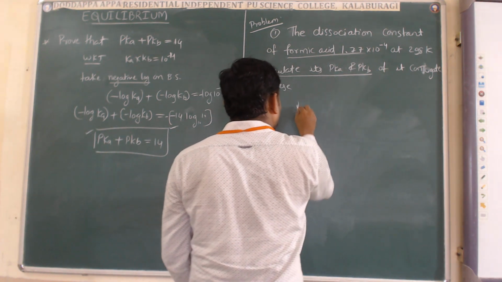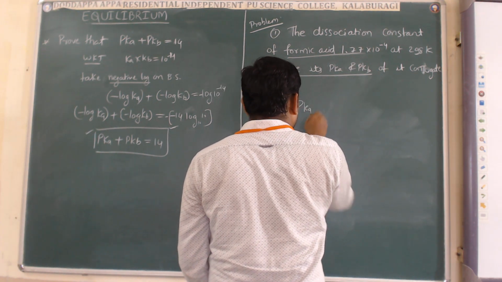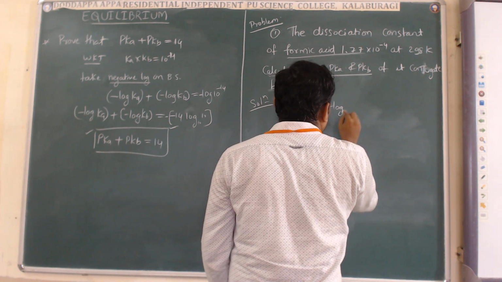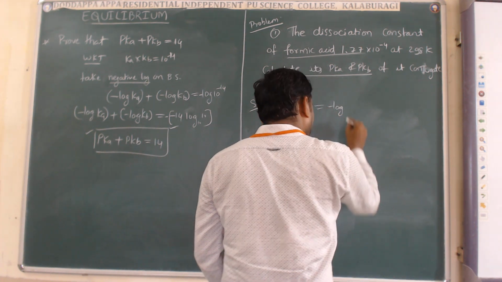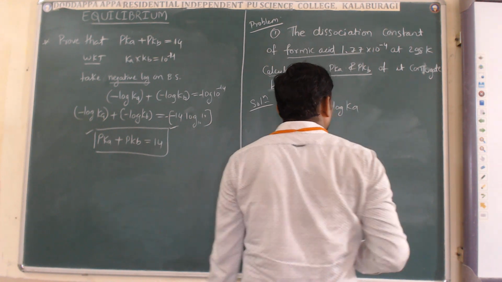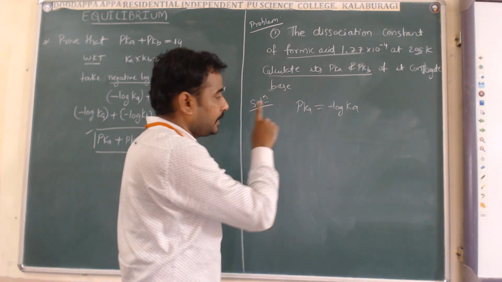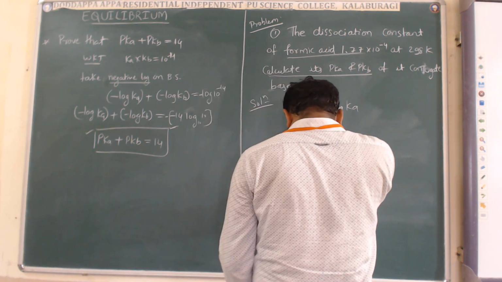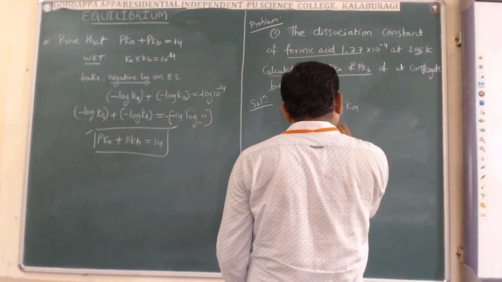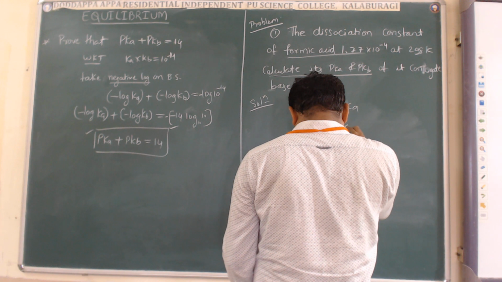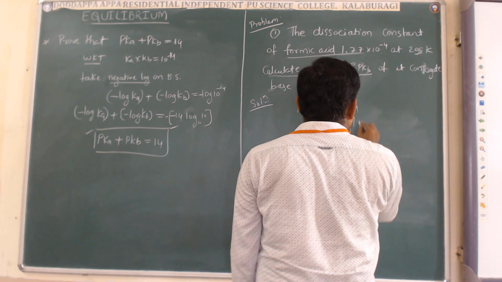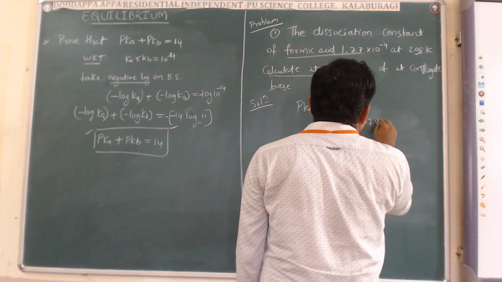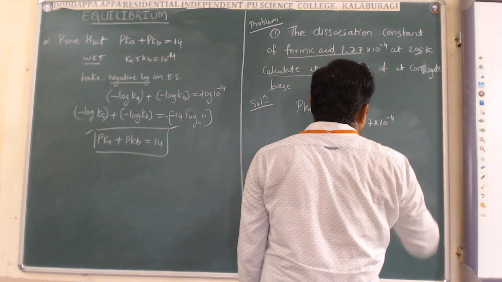Solution. We know that pKa is equal to the negative logarithm of base 10 of Ka. They have given the Ka value, which you have to put here. We take the negative log of the Ka value they have given, 1.77 into 10 raised to minus 4.